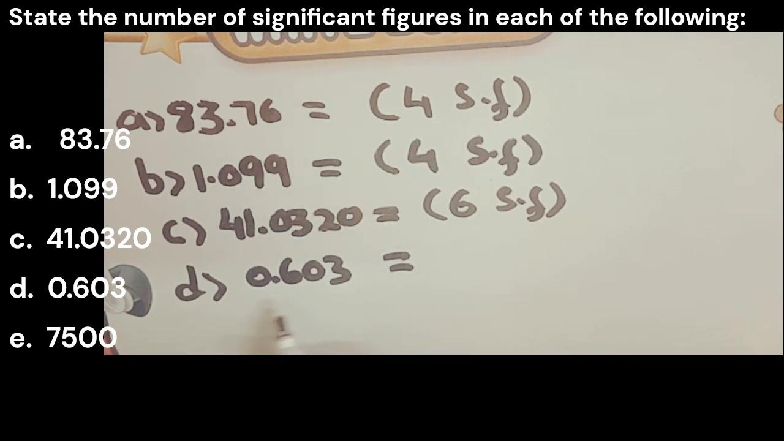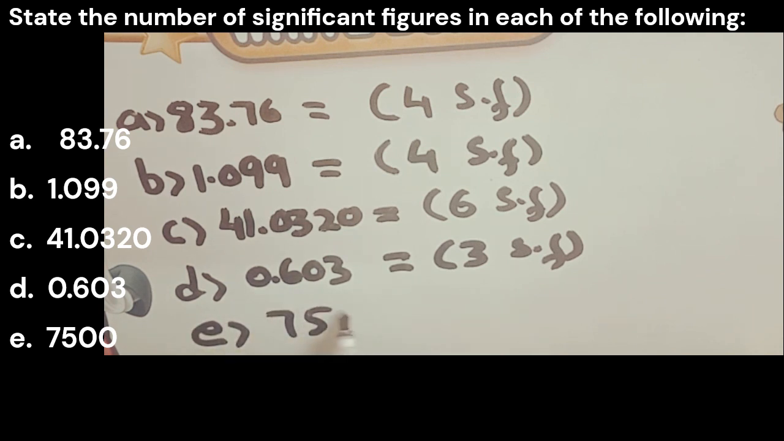0.603. Here we have to check how many significant figures are in this number. Rules number 1 and 2 are for whole numbers, but this number is a decimal number. That's why we apply rules number 3 and 4 on this number. Also we check here that this 0 is in between non-zeros. That's why this is also significant, and these 2 numbers are non-zeros. These are also significant. So we say that there are 3 significant figures, 1, 2 and 3. Now part E.